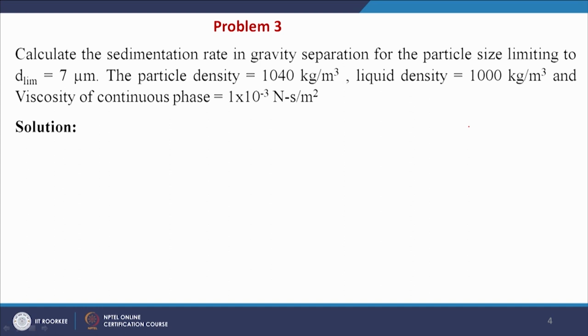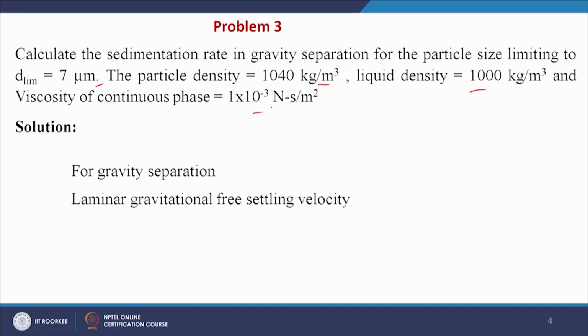The statement is: calculate the sedimentation rate in gravity separation for the limiting particle size d limiting equal to 7 micrometer, particle density 1040 kg per meter cube, liquid density 1000 kg per meter cube, and viscosity of continuous phase equal to 1 into 10 to the minus 3 Newton second per meter square. So, this is the problem related to gravity separation.